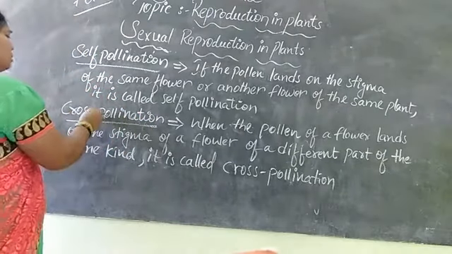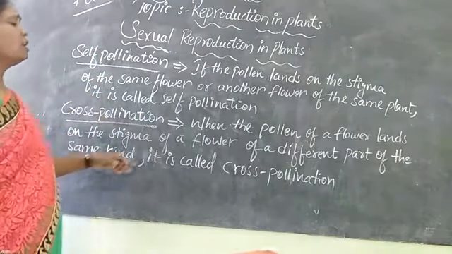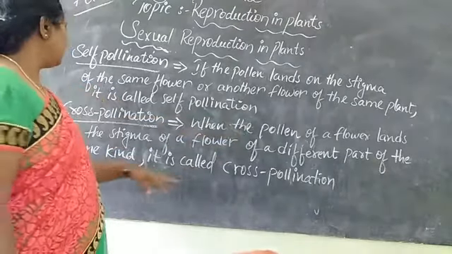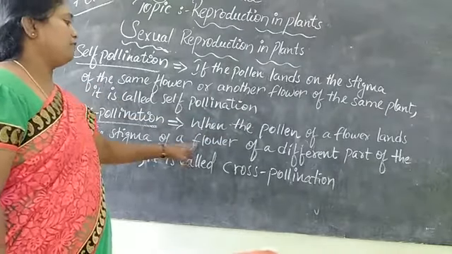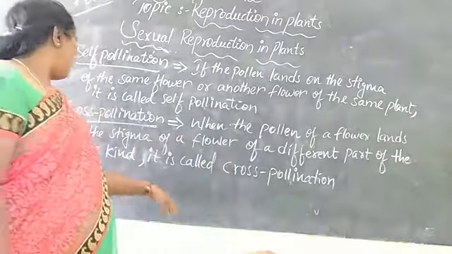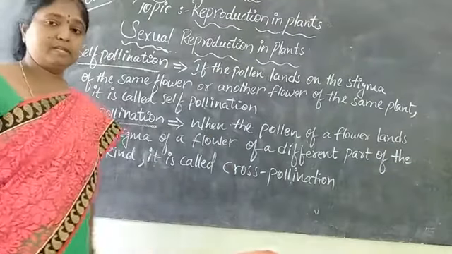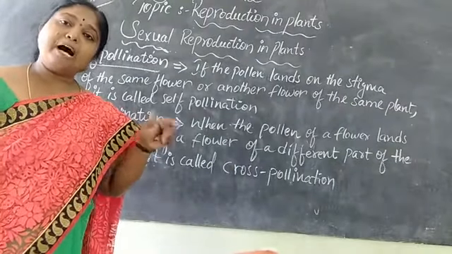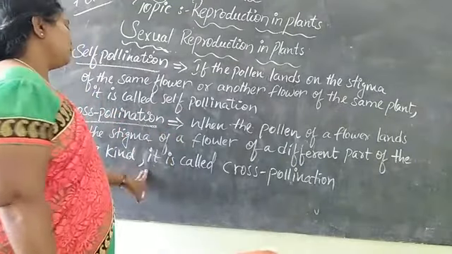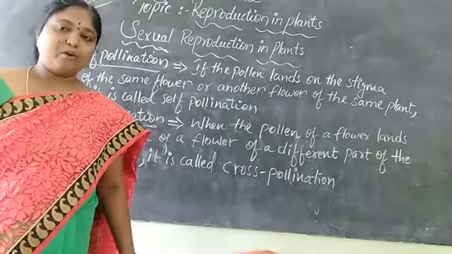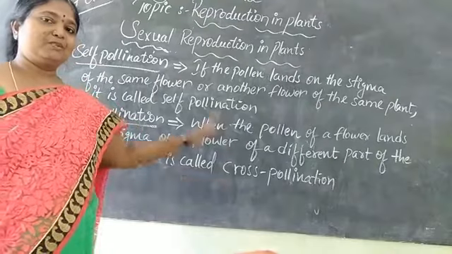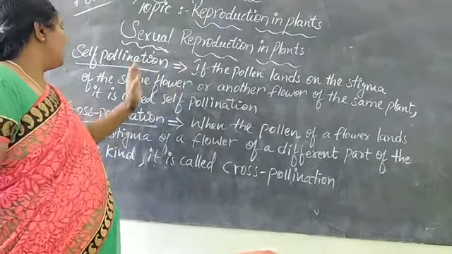Then what do we mean by cross-pollination? When the pollen of a flower lands on the stigma of a flower of a different plant of the same kind, we call it cross-pollination. So this is about pollination.